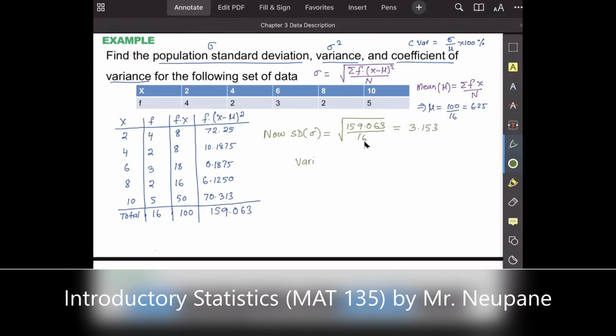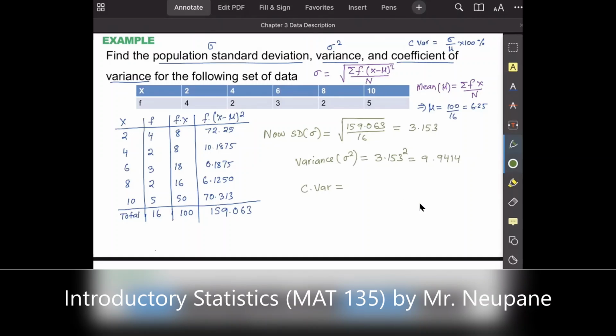Next, we need variance. That is the square of the standard deviation. So the standard deviation is 3.153. We need to square that. Square that in your calculator, 3.153, and hit square. You should get 9.9414. And the last thing we are calculating here is the coefficient of variance. That is the formula.